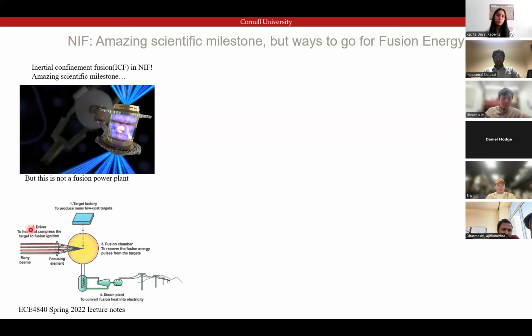And then you need a driver which is very efficient. The main reason for NIF being able to shoot only once per day is that it takes them the entire day, I think, to charge up the flash lamps that drive this. But if you want to do this at 5 hertz, then you need to shoot the laser 5 times per second. So we don't obviously have a driver. And then something a lot of people also forget is you need to collect the energy from the neutrons and then somehow convert that to energy in a steam plant, and then put a fraction of that back to self-sustain the fusion power plant.